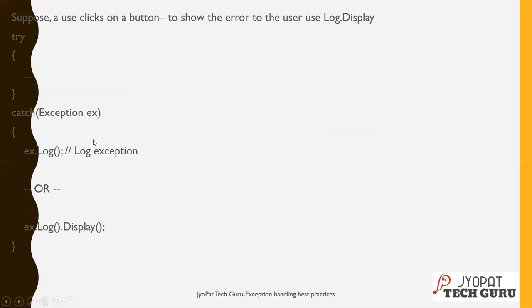Suppose you have a button and you are clicking on the button, and at that time you want to show some error. So in the try block you have the code. In the catch you are going to give the log. So you can give the exception log or you can display the log to the user. So the user is aware of what exact error he is hitting with this particular code. So then accordingly he can take the action.